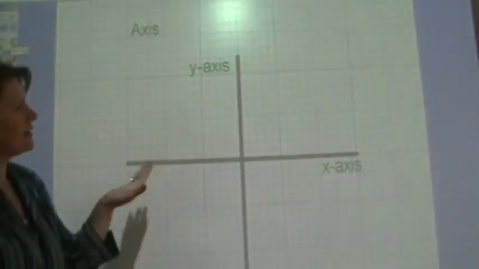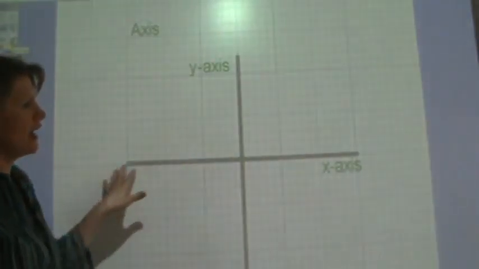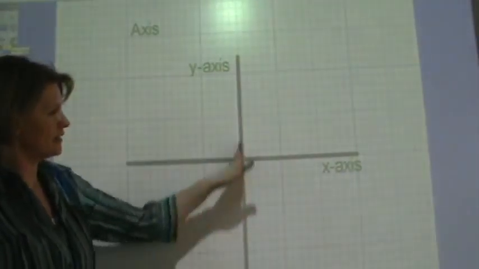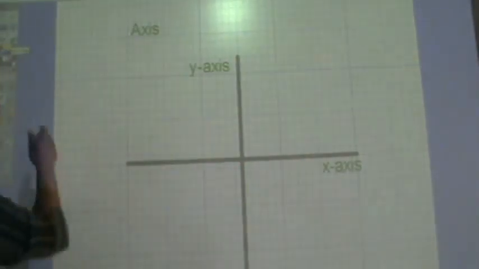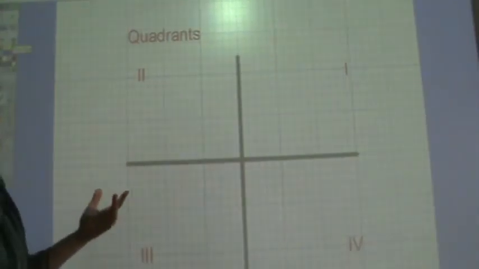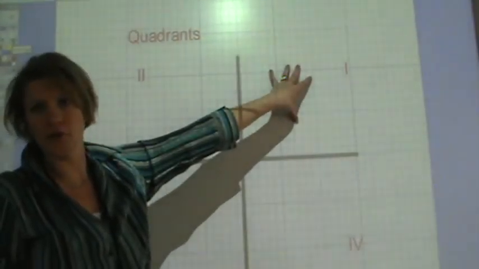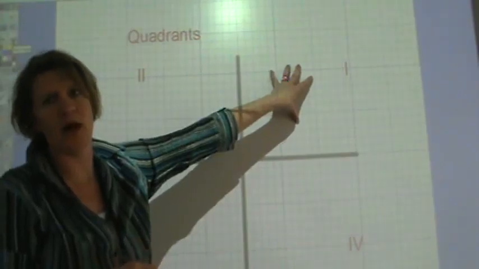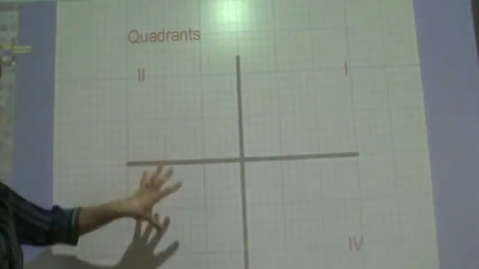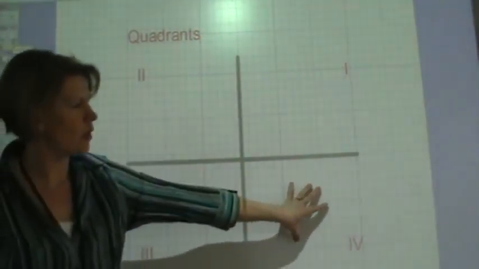All right, we have the two axes. We have the x-axis, which is your horizontal axis, and we have the y-axis, which is your vertical axis. We have our four quadrants. The upper right is the first quadrant, and then we go counterclockwise. So this is quadrant 2, this is quadrant 3, and this is quadrant 4.